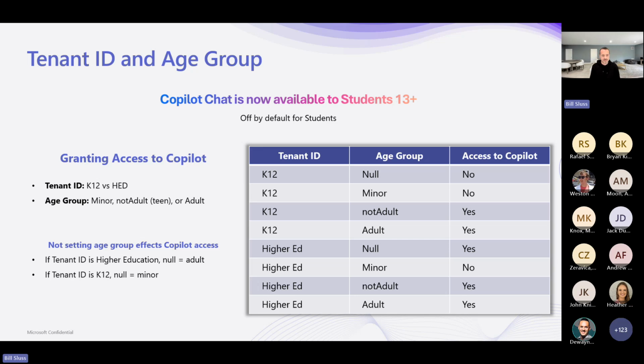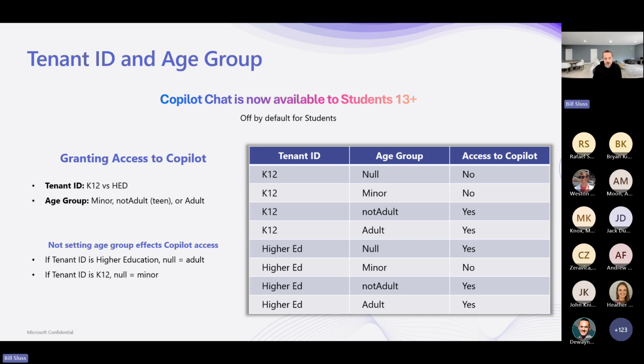What you need to know is that once you set that tenant ID, it's going to be one of those two values, right? You define it as K-12 or higher ed. If you define it as higher education, there will then be an inferred assumption where we assume all students in your tenant are adults. Because you said you're a higher education tenant, we're just going to assume every student in there is an adult. And so you don't actually have to go through the extra step of defining the age group on every single one of the students in the tenant. They will have access to Copilot Chat.